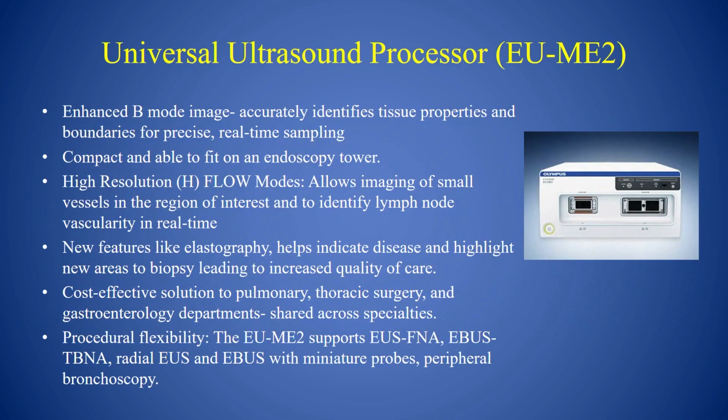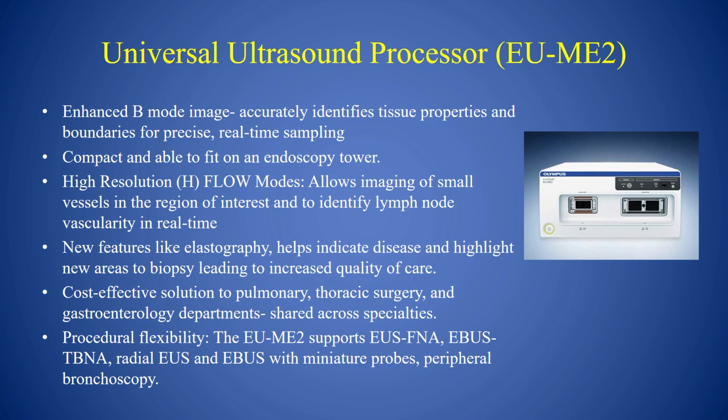The Olympus scope comes with the processor EU-ME2. The other processor which is available is the EU-ME3, which is newly launched. The advantages of the EU-ME2 and ME3 is it has enhanced B-mode imaging. It is compact. It has a greater resolution. It has features like elastography, which helps to identify the area of the node which needs to be sampled.